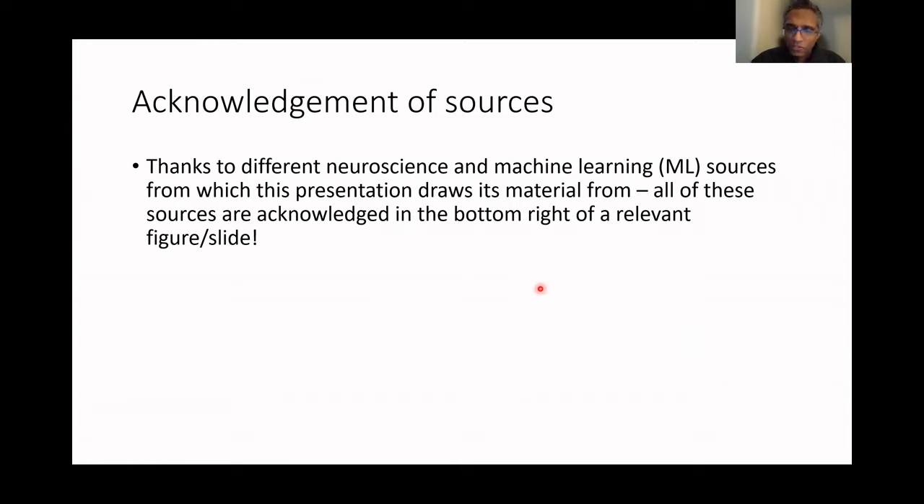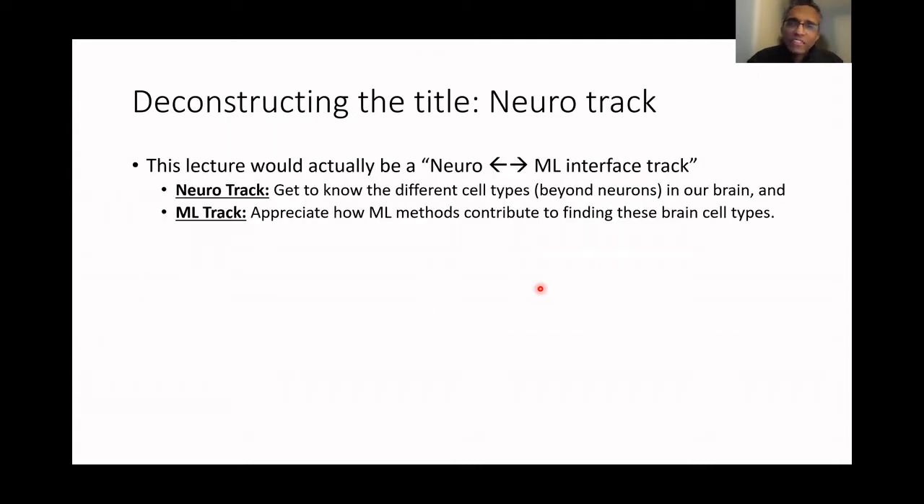Okay, so having that said, let's just deconstruct the neuro track of the title. And of course, this course has been interleaving different threads from the neuroscience point of view and also from the machine learning point of view. And even though this talk is titled a neuro track, it will actually be an interface track, meaning that we will see some amount of neuro and some amount of ML. Okay, we will see both in this lecture.